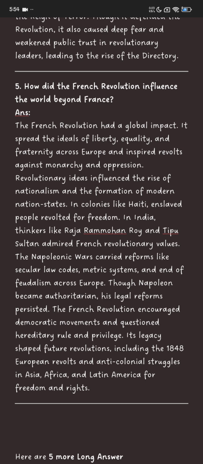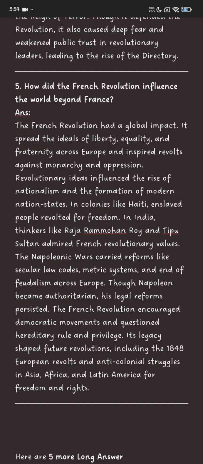The Napoleonic Wars carried reforms like secular law codes, metric systems, and the end of feudalism across Europe. Though Napoleon became authoritarian, his legal reforms persisted.